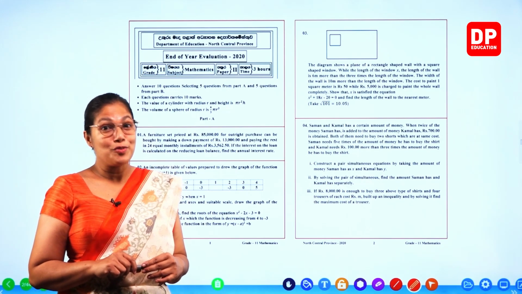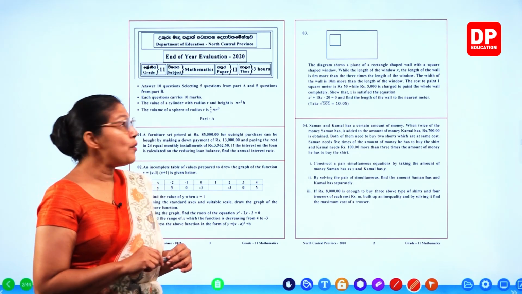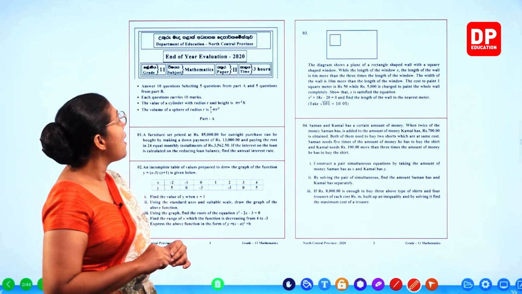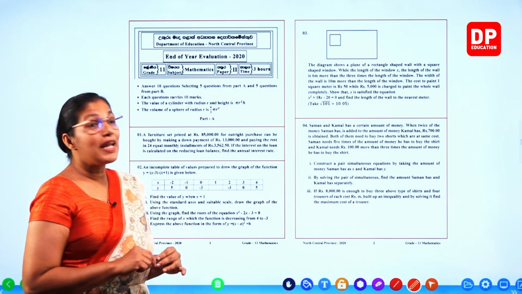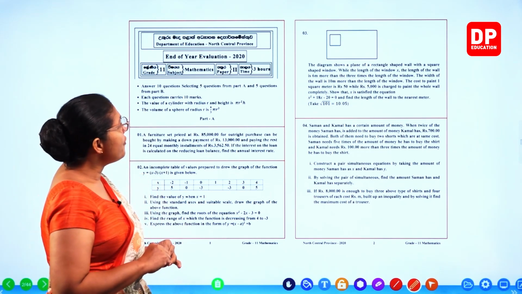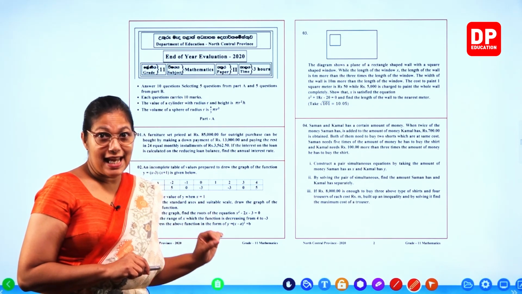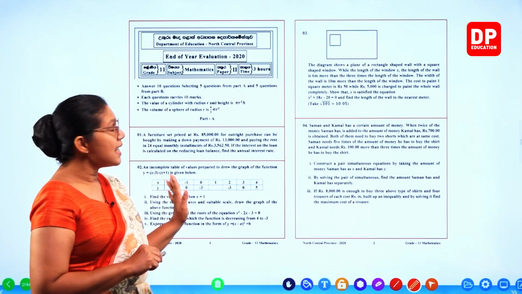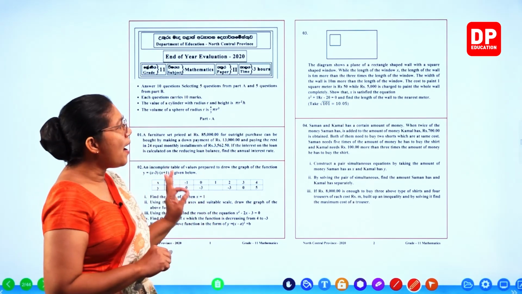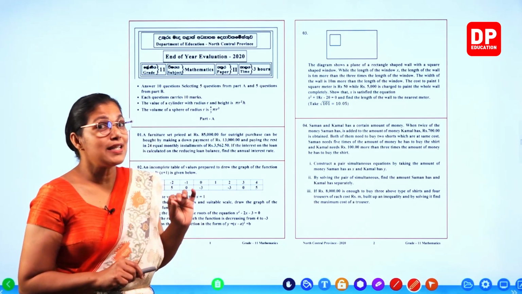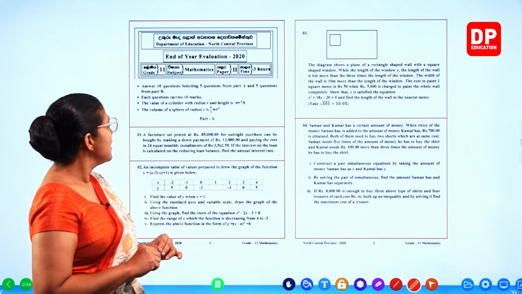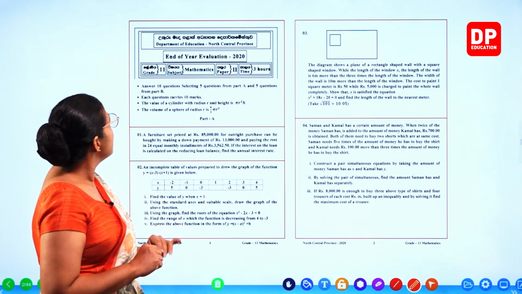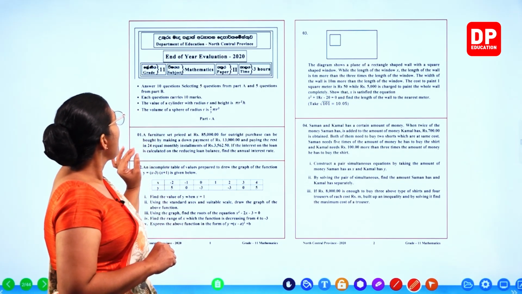Hello O-level students. Today I am going to discuss the End of Year Evaluation 2020, Department of Education, North Central Province, paper 2. You get 3 hours for that. You already know there are 2 parts, part A and part B. In part A you get 6 questions and in part B you get 6 questions, but you have to select 5 questions from each part. And here, what are the important instructions given?